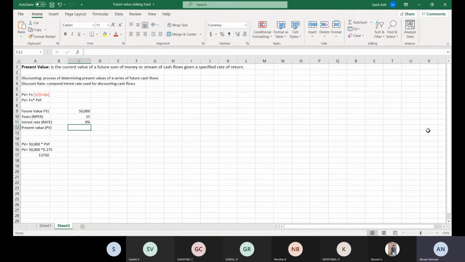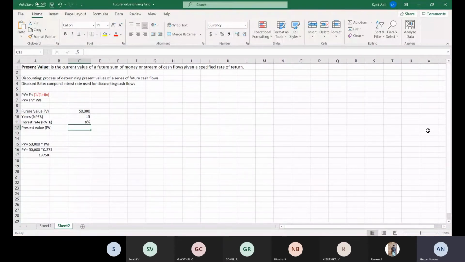So this question came to our mind: how can we compute the present value of a future sum of inflows that we are going to receive, or the future sum of outflows that we are going to give? For that, we need to understand two terminologies before going to the calculation. One is discounting and the second one is the discount rate.